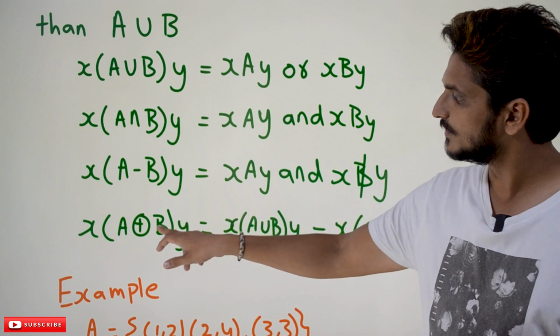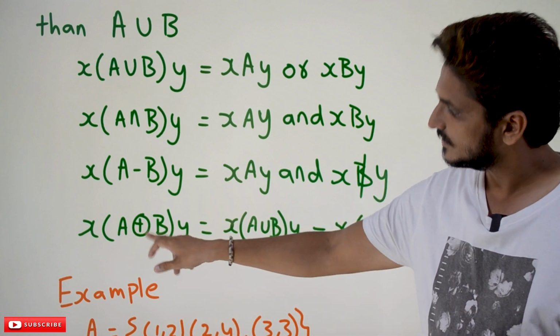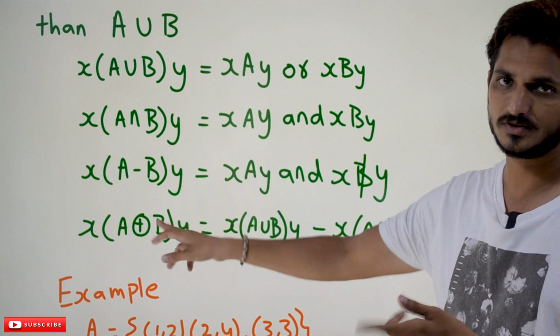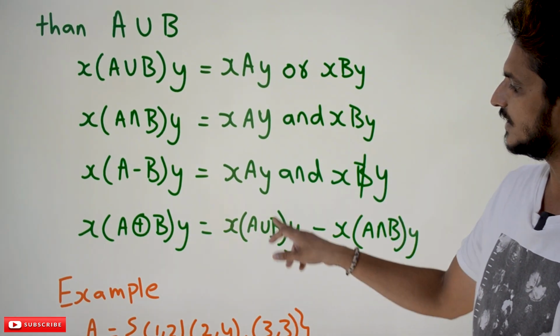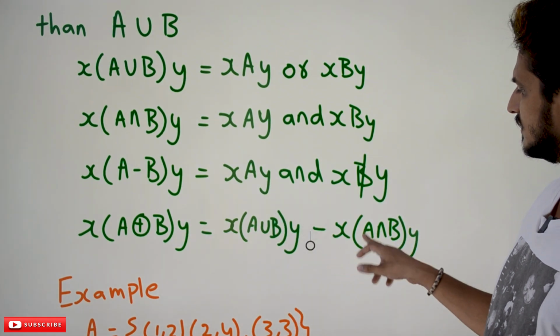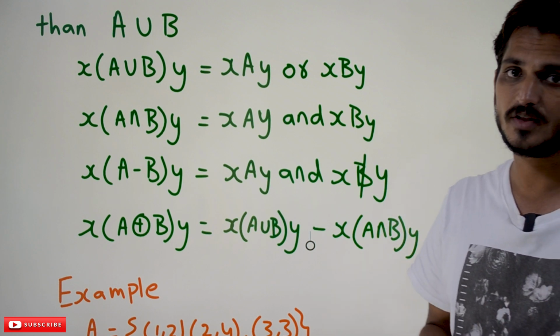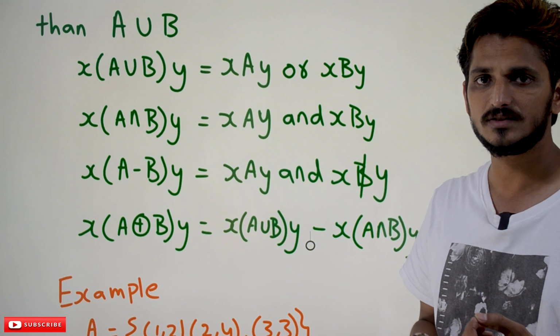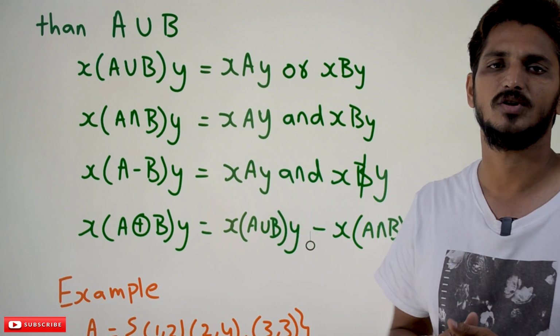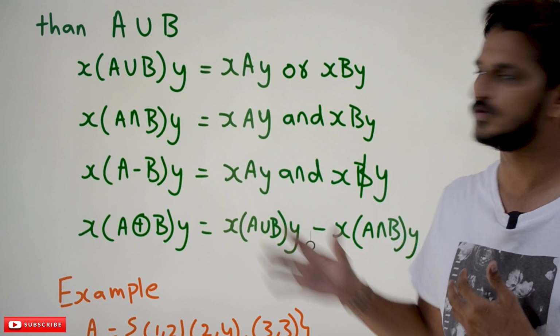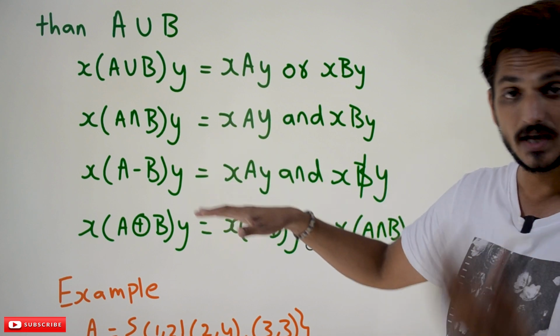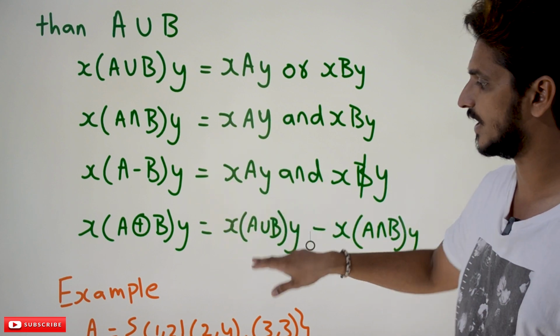Similarly, the set symmetric difference, the same as A symmetric difference B for relations, is given as (x, y) belongs to A union B minus (x, y) belongs to A intersection B. So the symmetric difference A plus B is given as A union B minus A intersection B. The same concept is going to be applied here. We take an example for better understanding.